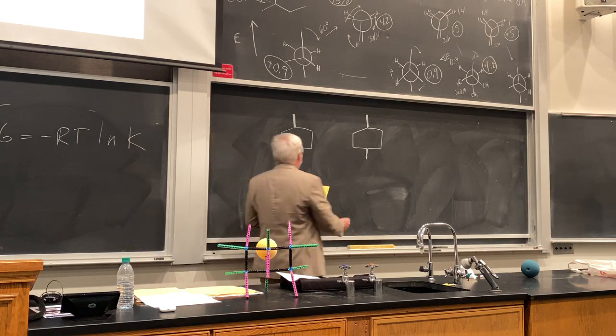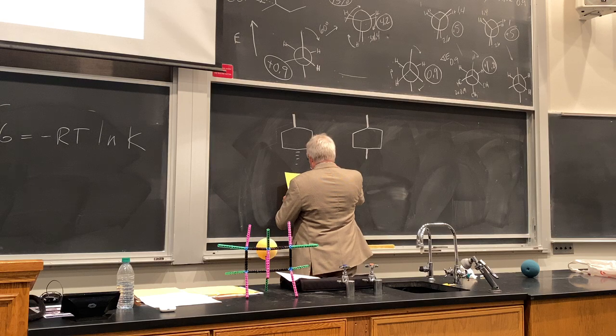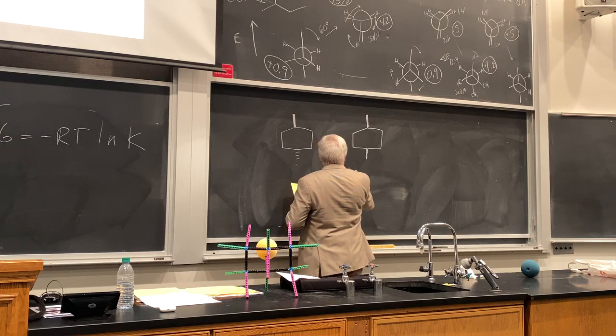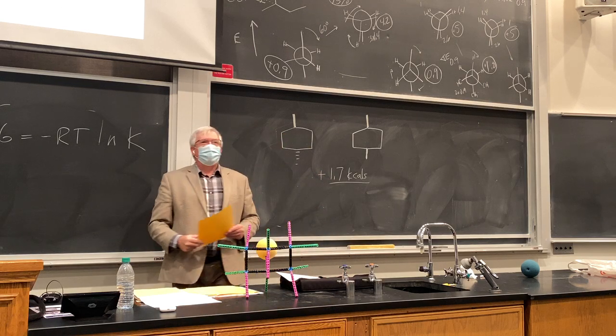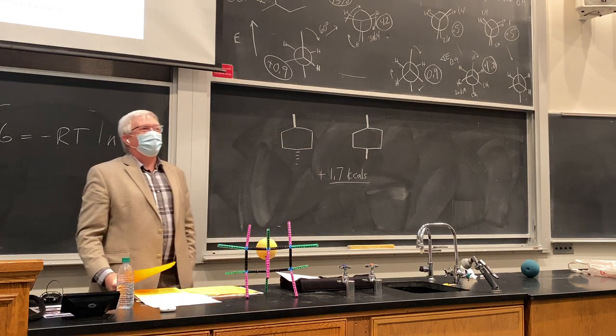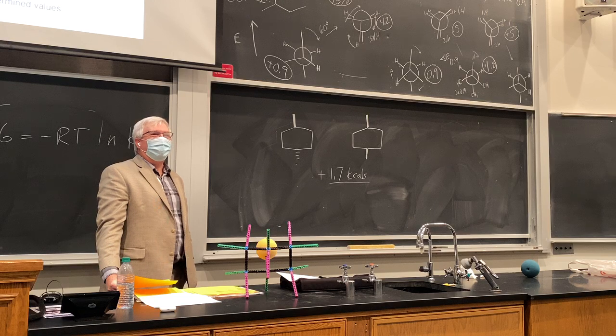And I won't tell you which is which now, but one gives off 1.7 kcals more than the other. 1.7. That's a number we've already seen before, right? It's approximately what? 2 gauche interactions.